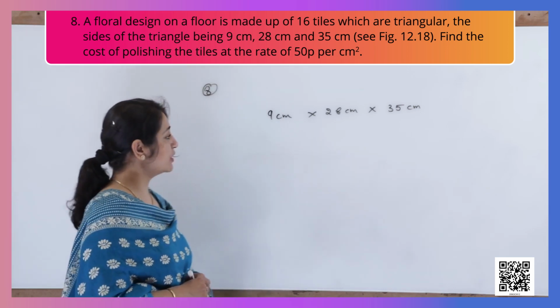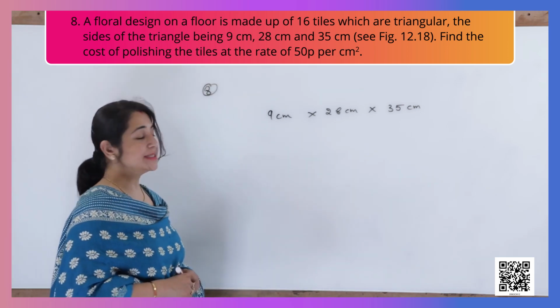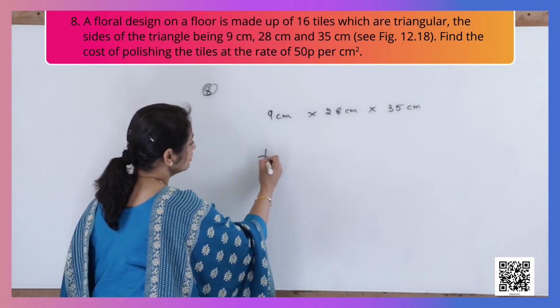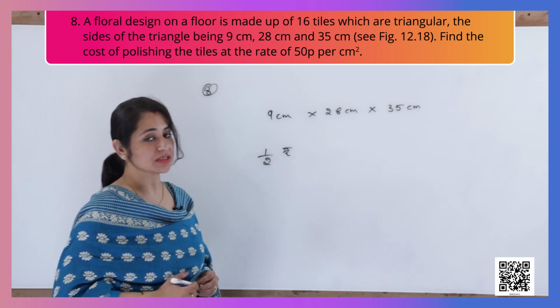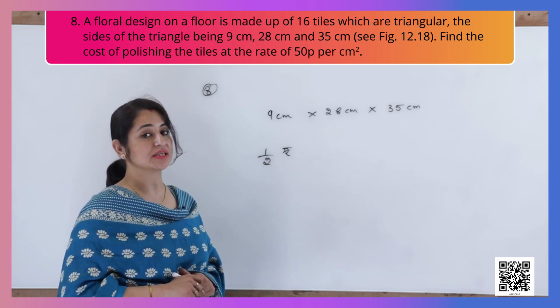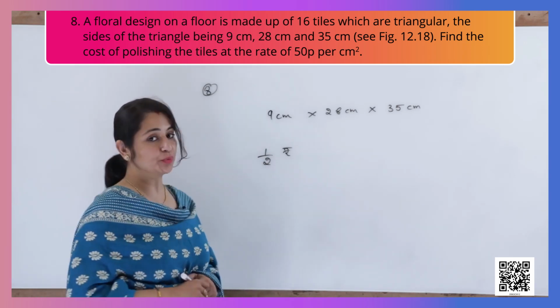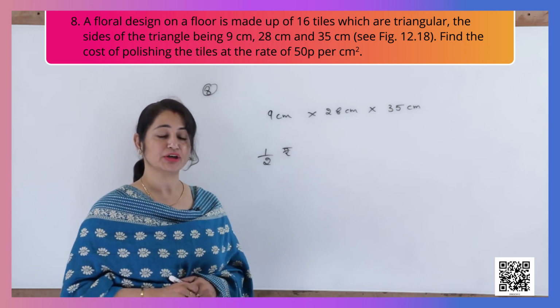Now, cost of polishing 1 centimeter square is 50 paisa, that is 1 upon 2 rupees. So, to find out the total cost, we will multiply the area of 16 tiles with 1 upon 2. That will give us the answer in rupees.